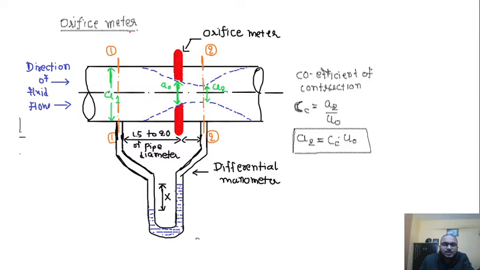The orifice meter has the same application of measuring the fluid flow rate through a pipe using Bernoulli's equation. Let us consider this to be a circular pipe through which fluid is flowing, and here we have a sharp edged circular flat plate, known as the orifice plate, and this is concentric with our main pipe.